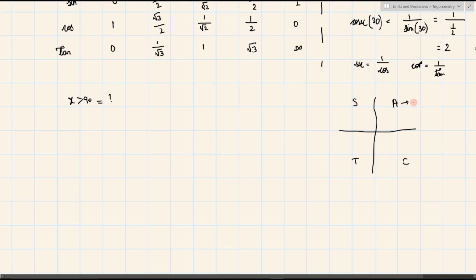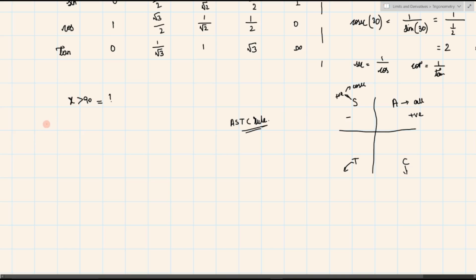tells us in the first quadrant all trigonometric functions are positive. In the second quadrant only sine function is positive. In the third quadrant, tan and cot would be positive, and in the fourth quadrant only cos and secant would be positive. So this is usually termed as the ASTC rule, right? According to this, we'll have to find out.